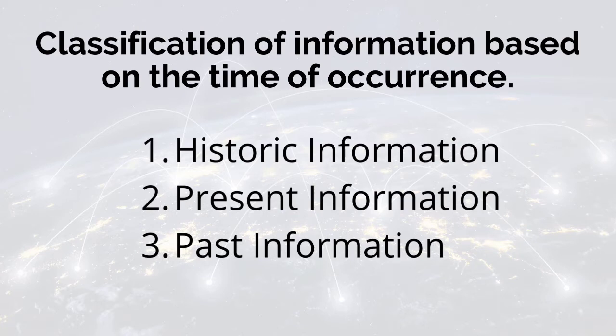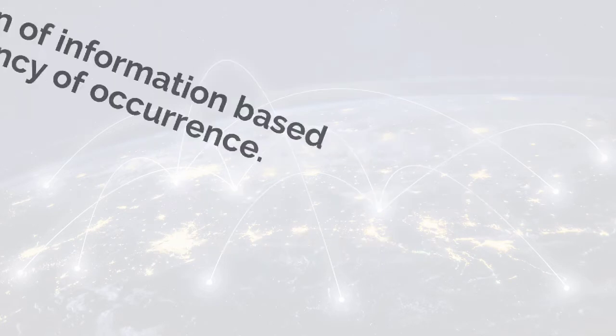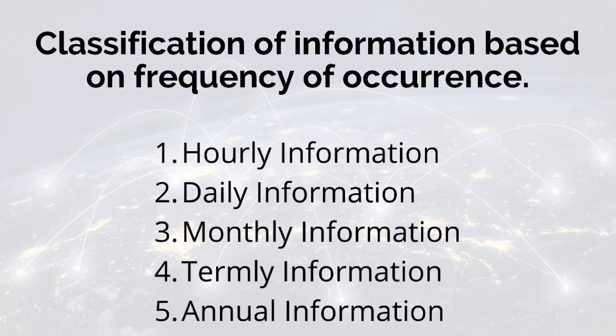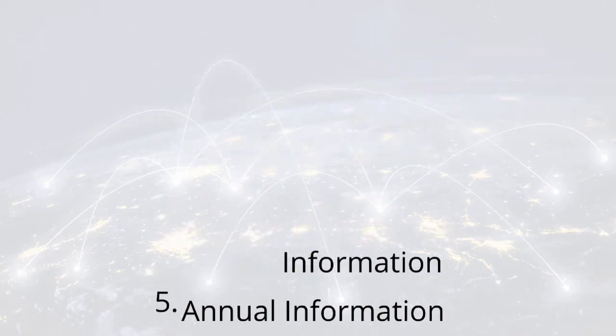So information could be historic. Information too could be present, and information can also be in past terms, that is past information. Now the third classification of information is based on the frequency of occurrence. So it could be hourly, it could be daily, it could be monthly, termly, or annually, that is annual information. So these are the various classifications.